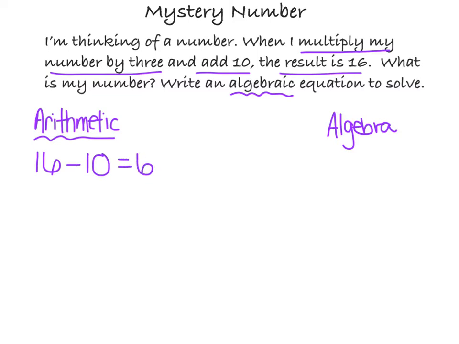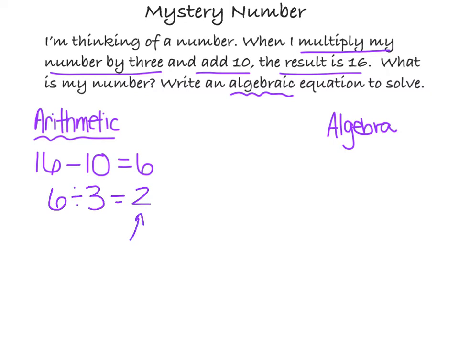And then it says that you got that after you multiplied the number by 3. So in order to undo that, I'm going to do 6 divided by 3, and I get an answer of 2. So if I'm just using arithmetic, I'm working backwards to figure out what that mystery number is, which we found out here was 2.